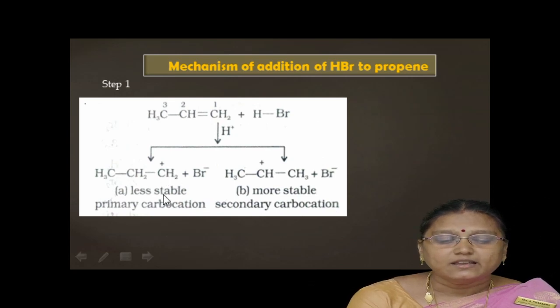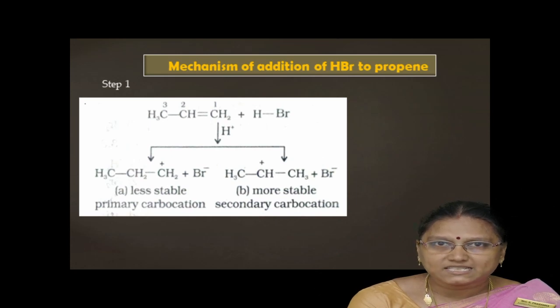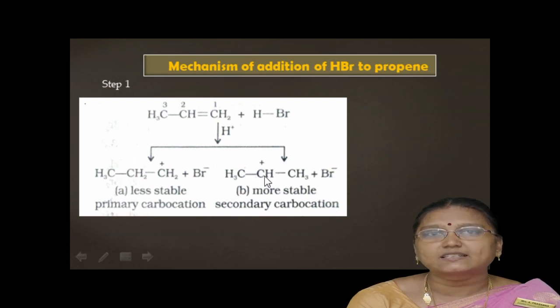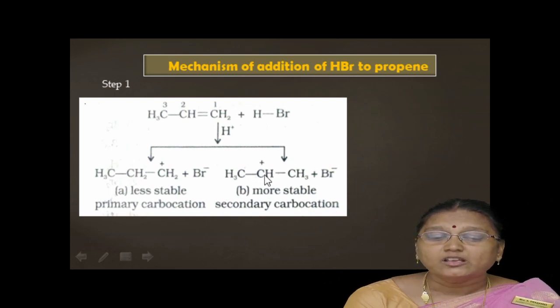This is the primary carbocation. So primary carbocation is less stable. This is the secondary carbocation, carbon C plus, which has methyl groups on both sides. So the carbon with the positive charge is in turn attached to two different carbon atoms, that is a secondary carbocation. So this is the more stable carbocation.